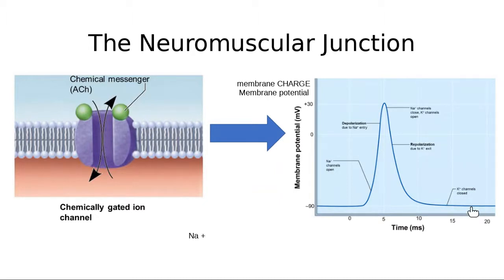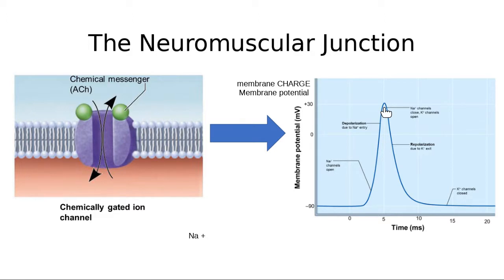On the neuron graph, I think we labeled this last time, this point up here, we said that this is when a neuron talked to its neighbors, when it got all the way up to positive 30. This is when neurons talk to each other. When we're talking about muscle cells, this positive 30 up here, this is the point when a muscle cell contracts. So a muscle cell has to get to positive 30.